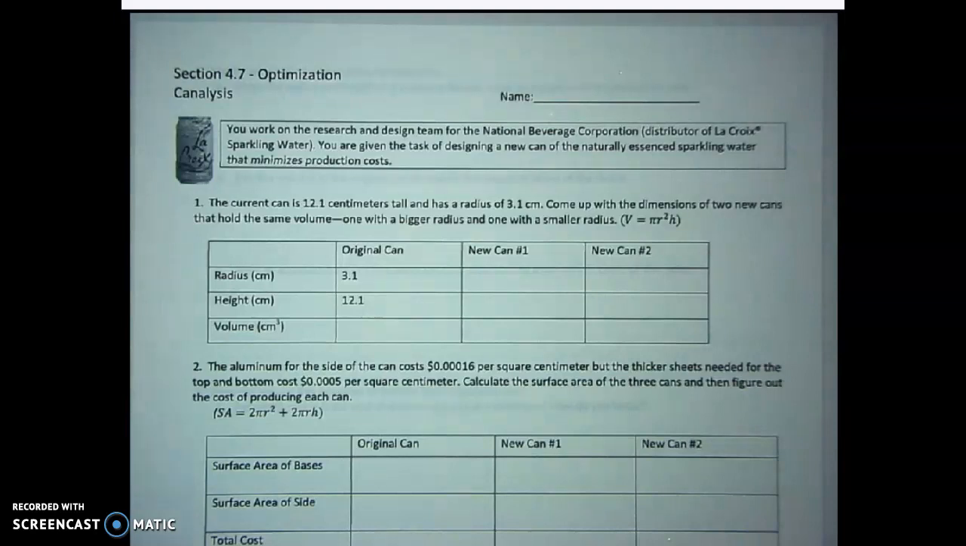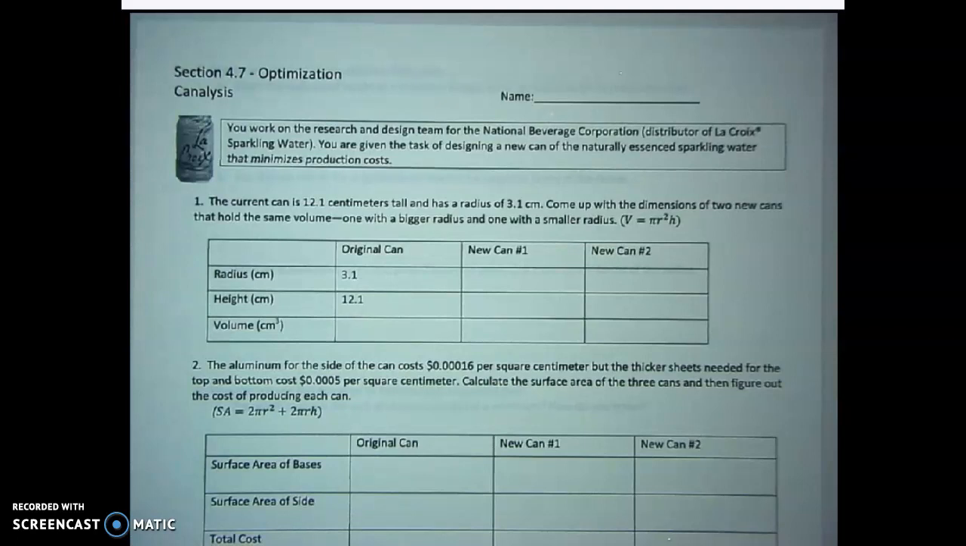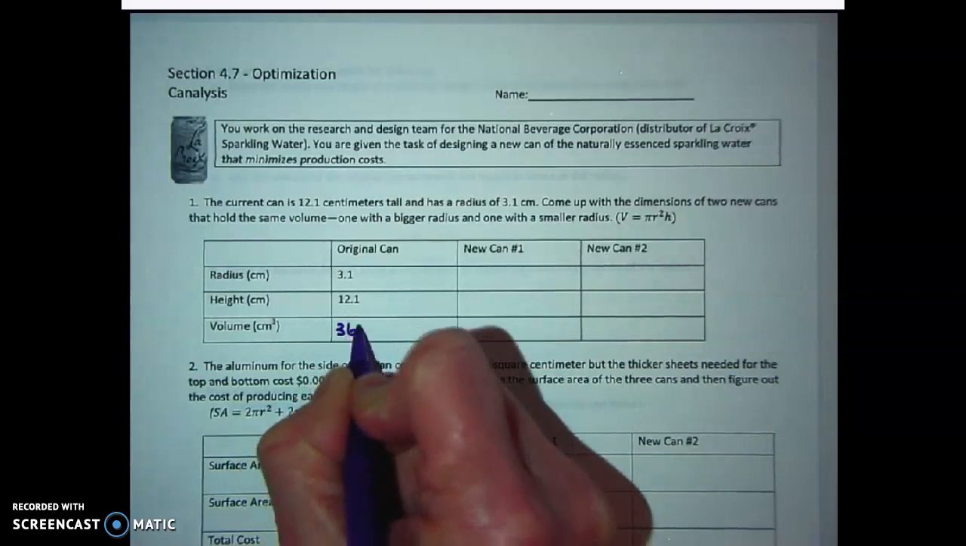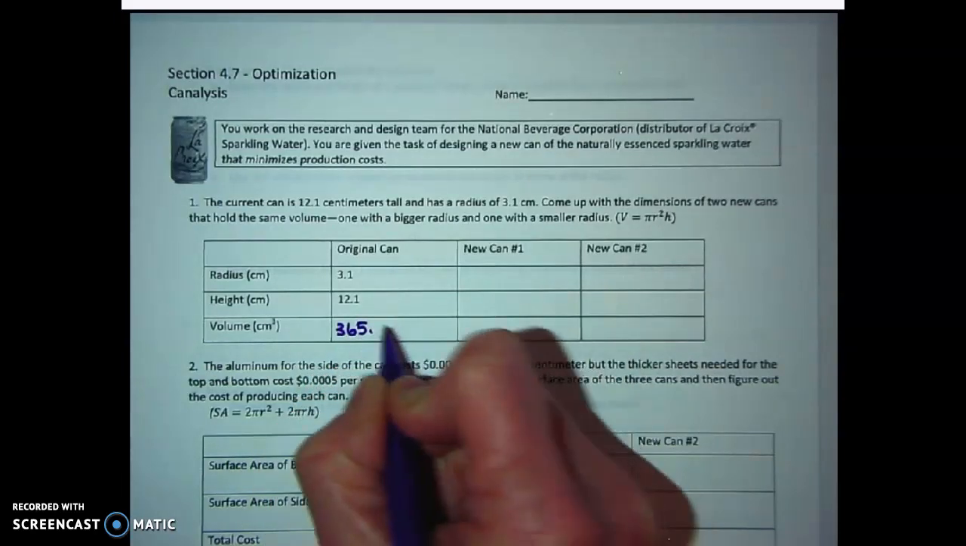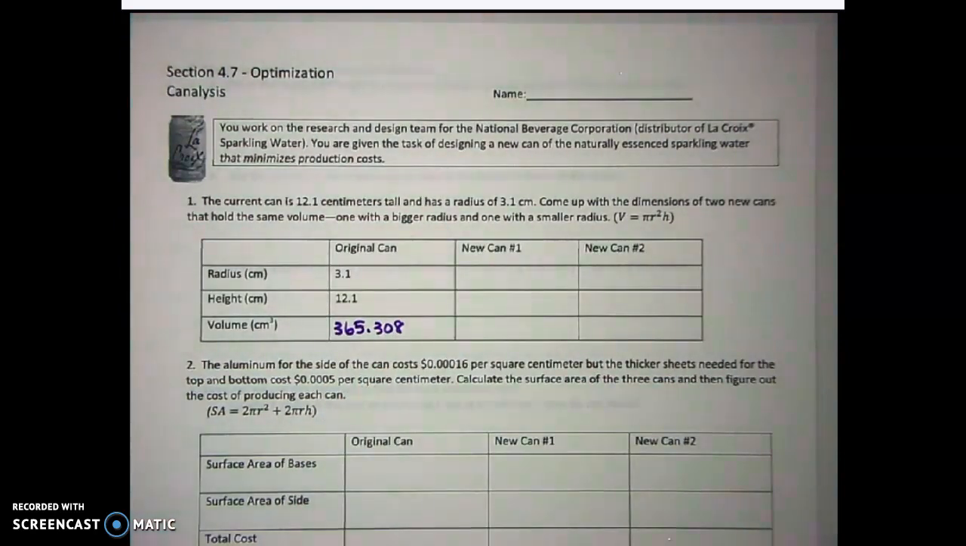If we were in class, I would be having pairs of people do this, so I'm going to zip through some of this. To find the volume, remember there's the equation of the volume of a cylinder. If I use that and calculate this out, I find that the volume of my can is 365.308 cubic centimeters.